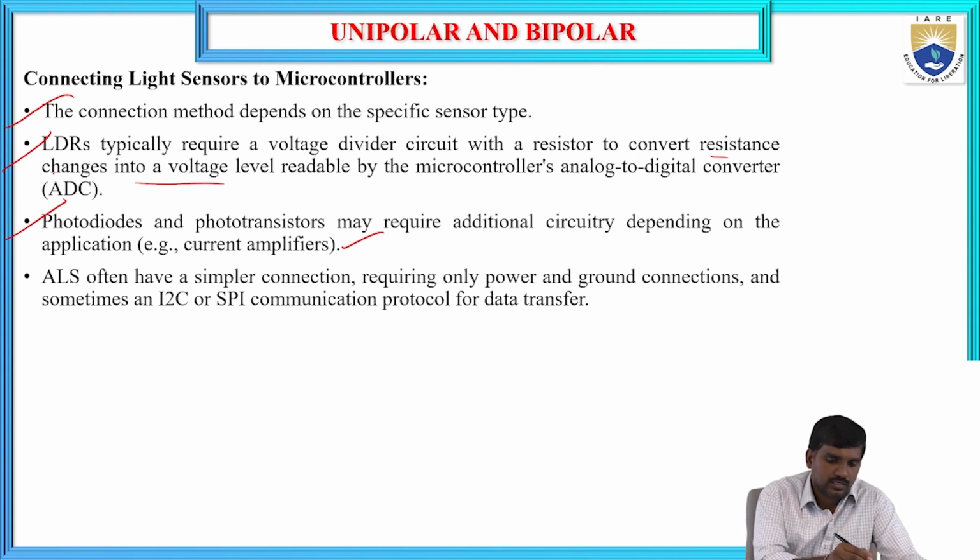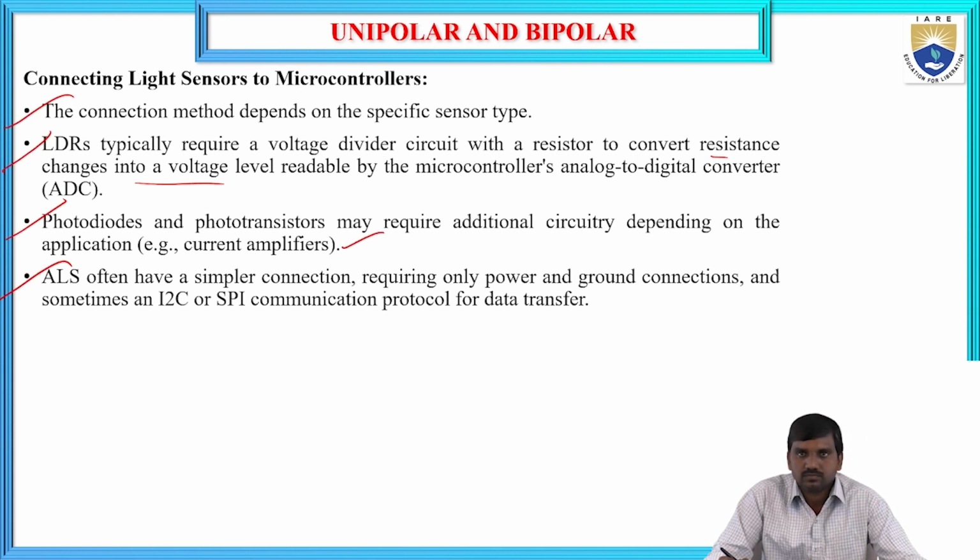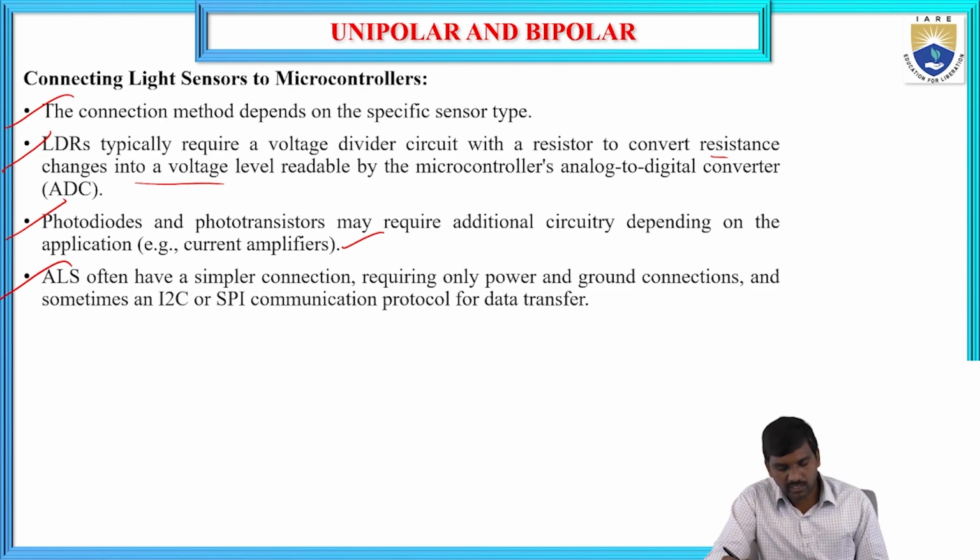Second one, ALS, automatic... have a simpler connection requiring only power and ground connections, and sometimes use I2C, inter-integrated circuit, or a serial programming interface communication protocol for data transfer. So these are how to connect lights to the microcontroller.